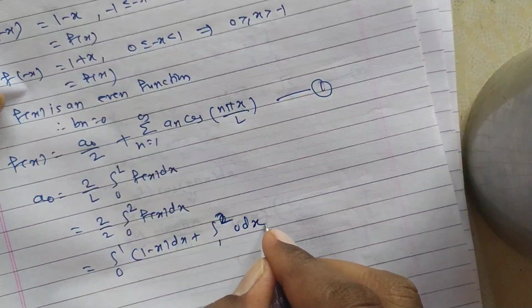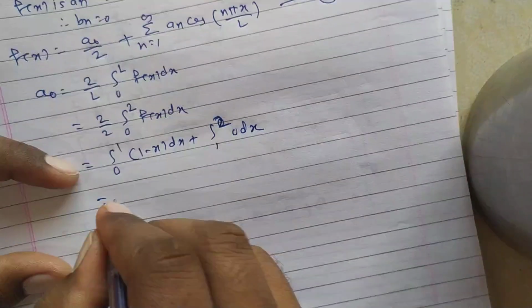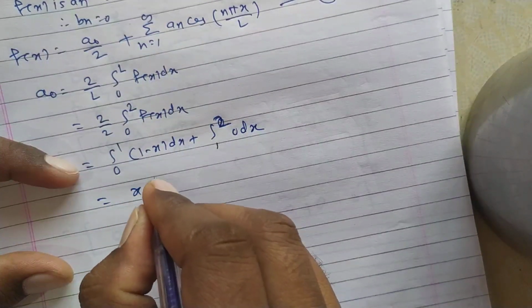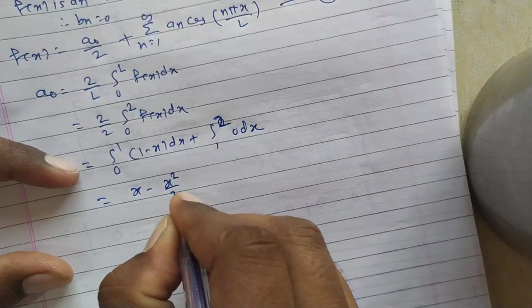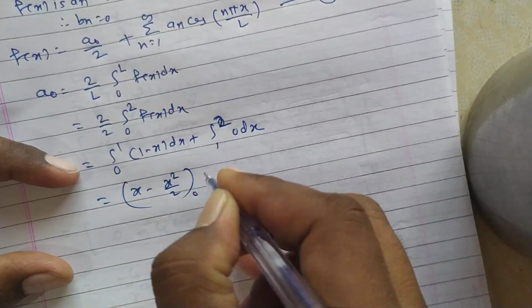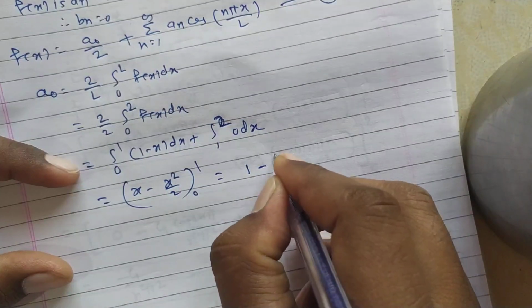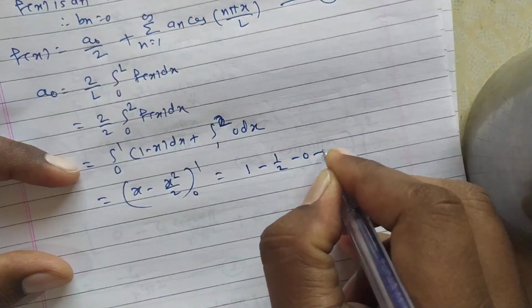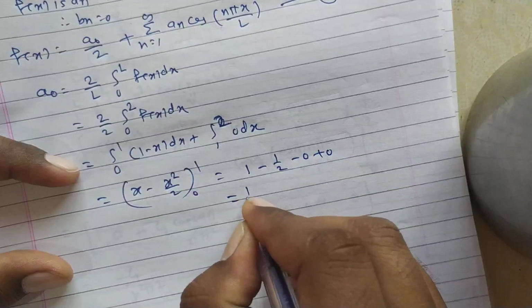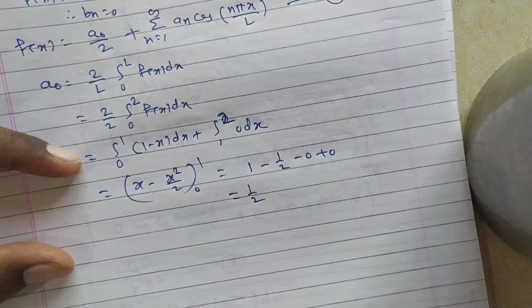So 0 into dx. Now take integration of this. Integration of 1 is x and integration of x is x square by 2. Limit is 0 to 1. So if you put upper limit x equal to 1, 1 minus 1 by 2 minus 0 minus minus plus 0 is equal to 1 by 2. So a0 is 1 by 2.